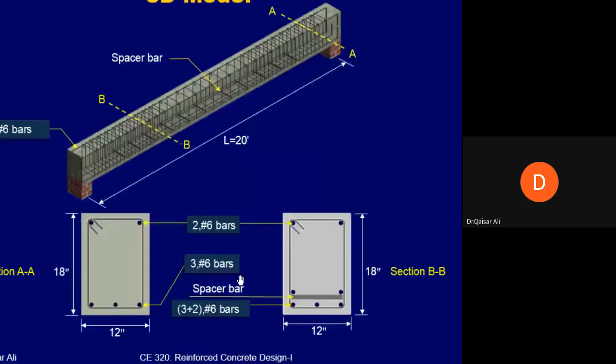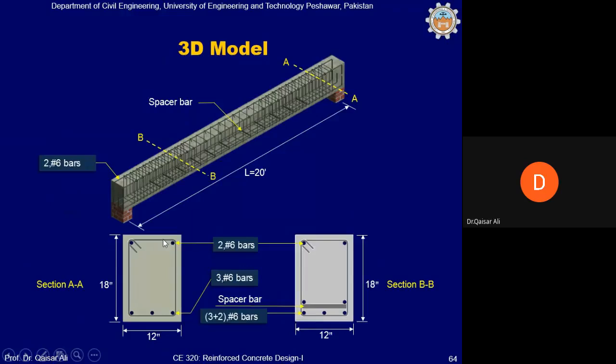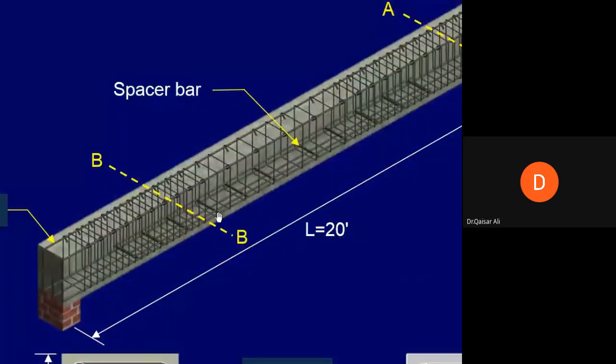The spacer bar will not be provided at every location. If you are able to see the spacer bar here, they are shown here. So one spacer bar is here, one spacer bar is here. These spacer bars are provided because the 2 bars which will be placed in the second layer need the support. So this support is provided by these spacer bars here.